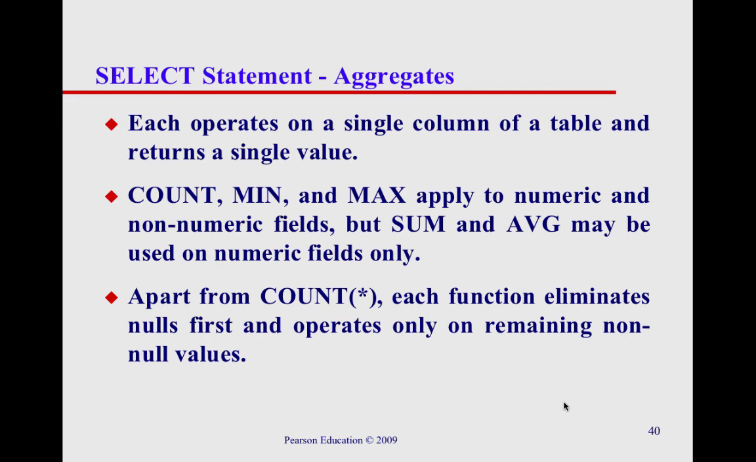Just a few things to note. Except for count, everything eliminates nulls first. It makes sense. If you're trying to find an average, it doesn't make much sense to include in the average something with a null value. If you're doing a min, null doesn't have any meaning for min, so they eliminate nulls. And aggregates operate on single columns. That makes sense too. There's no real good reason to have them operating on multiple columns.